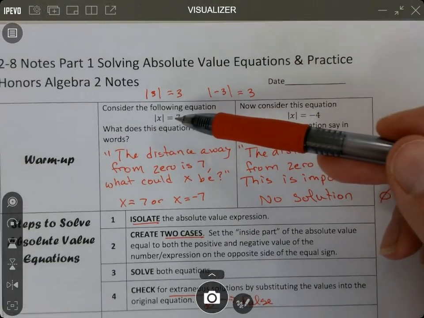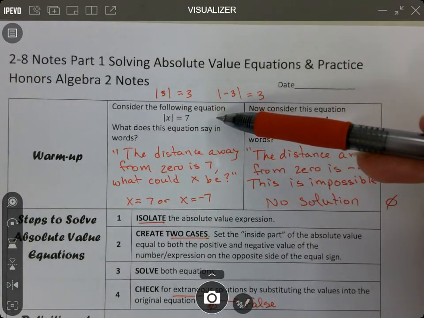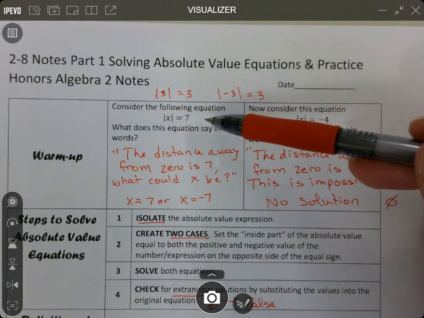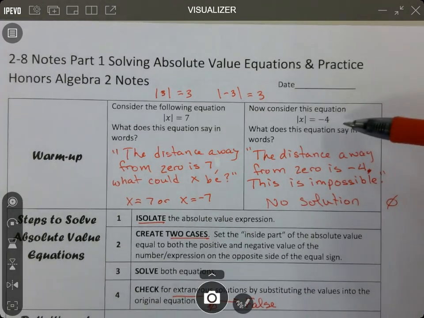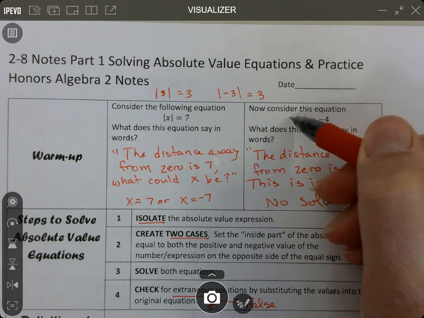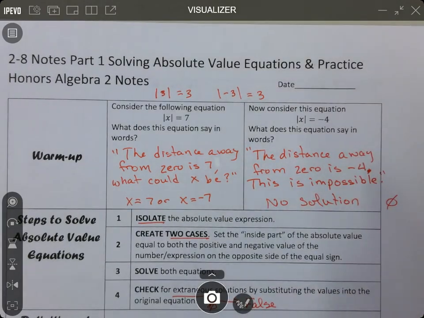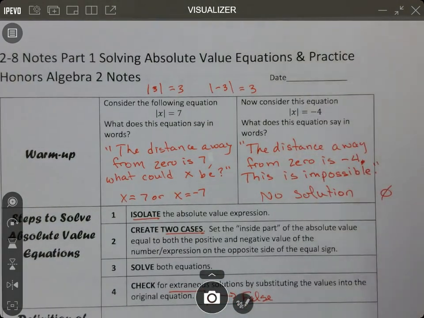Absolute value should always be equal to a positive. So the absolute value of something would be +7. Will the absolute value ever give me a negative outcome? No. Now, what if I manipulate and I put a negative sign out front? That's different. But the final absolute value should always give you a positive outcome. So if I see something like this, I would say, hey, there's no solutions. This will never be true.